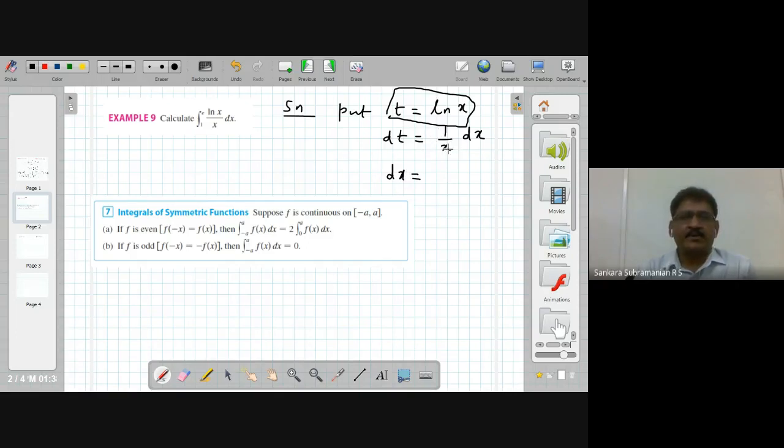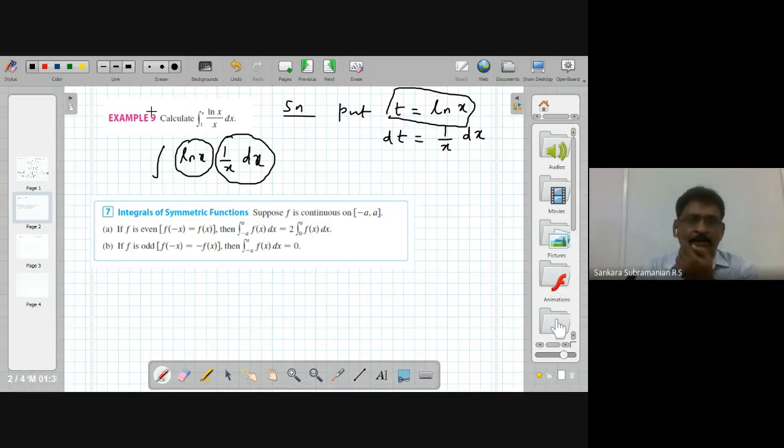So I want to substitute for this 1 by x dx. This is actually ln of x into 1 by x dx. So directly I can replace 1 by x dx with dt, and the ln x term is what we have named t. So t dt will come. But the important point to be noted here is change of limits. You have to change the limits.